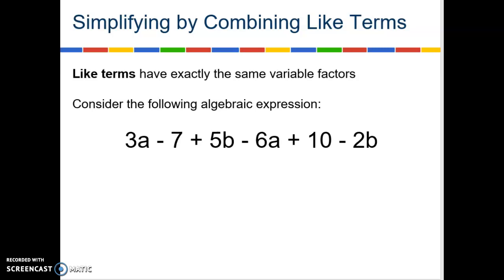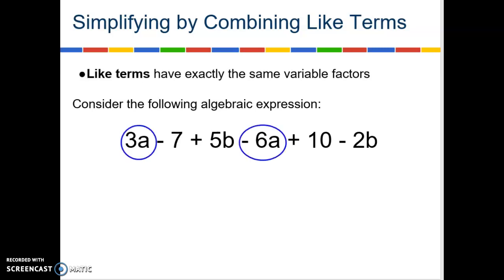So to begin, we have to realize what like terms are. Like terms are the same variables attached, or no variable at all attached. So to begin, let's look at the a variables. They are like terms. They have the exact same variable factors. So 3a and negative 6a would be like terms because they are both expressed in terms of the variable a.